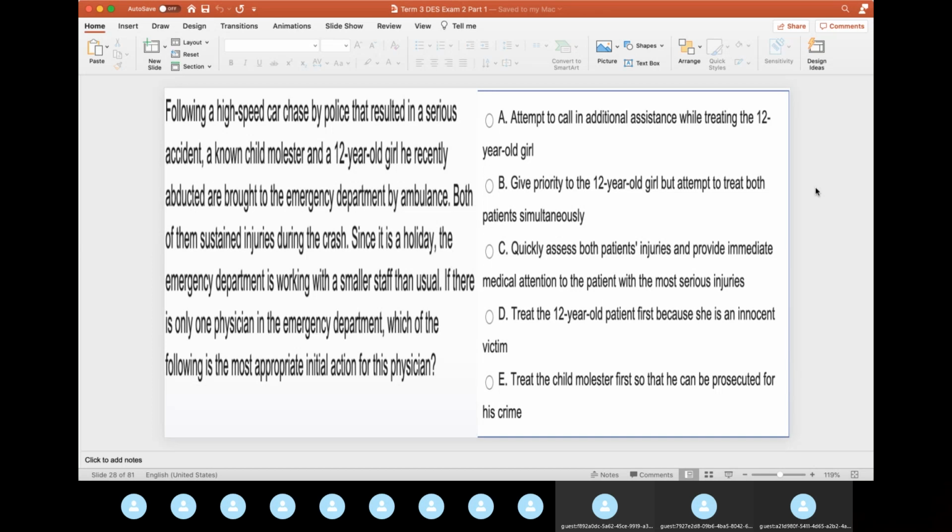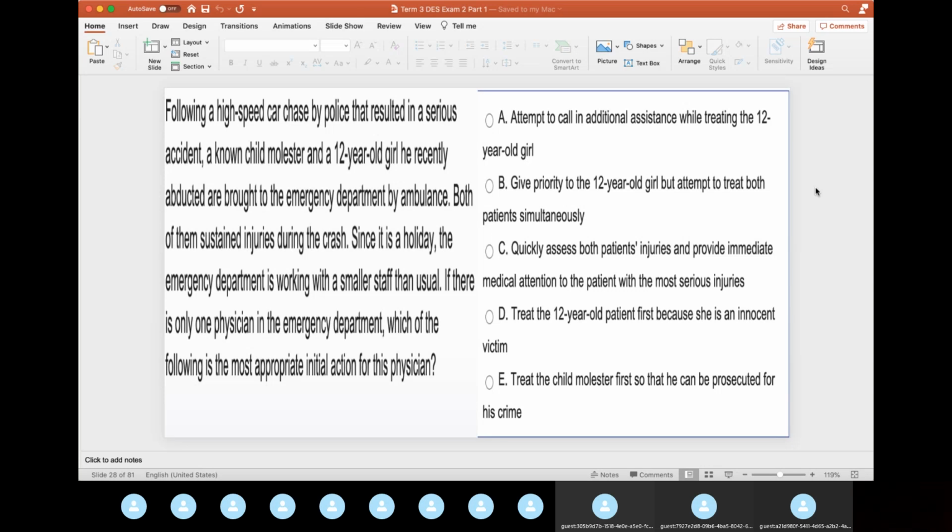This is a very good question. What are we thinking here? I want to see your thoughts. C, because you have to triage the patients. Someone said C, quickly assess both patients' injuries and provide immediate medical attention to the patient with the most serious injuries. Do you all agree? I agree. Not E? Treat the child molester so that he can be prosecuted for his crime.